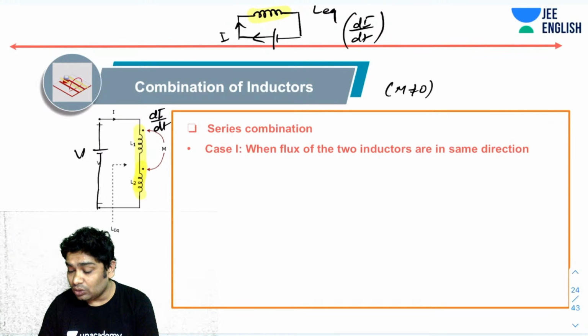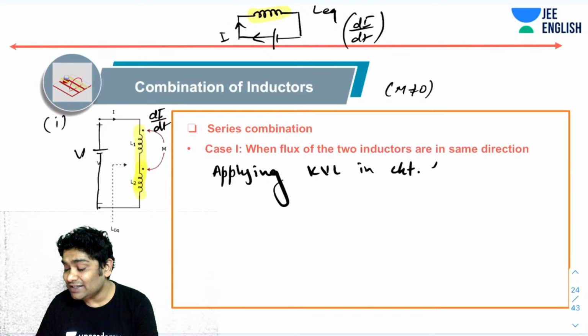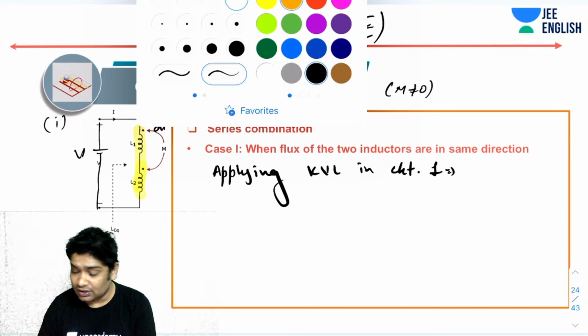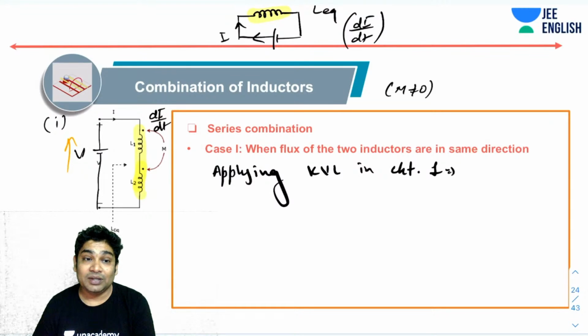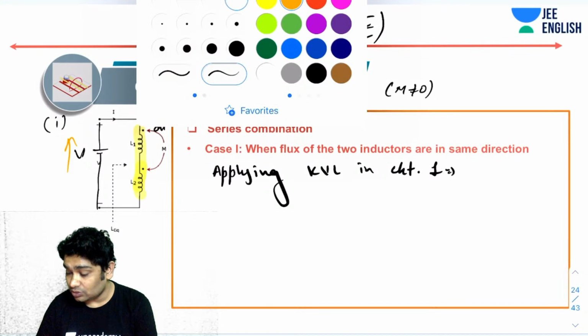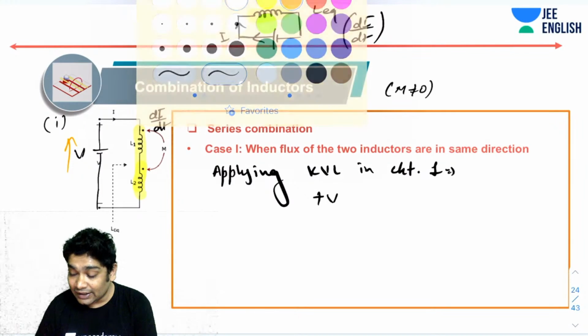So let's call the main circuit, circuit number 1. Let's apply KVL to circuit 1 and see what we get. So let's start from here. Imagine I start from here and I'm crossing the battery first. If I'm crossing the battery first from the positive terminal to the negative terminal, the potential change would be plus V. So first term I can write as plus V. Now I'm crossing the inductor in the direction of the current.